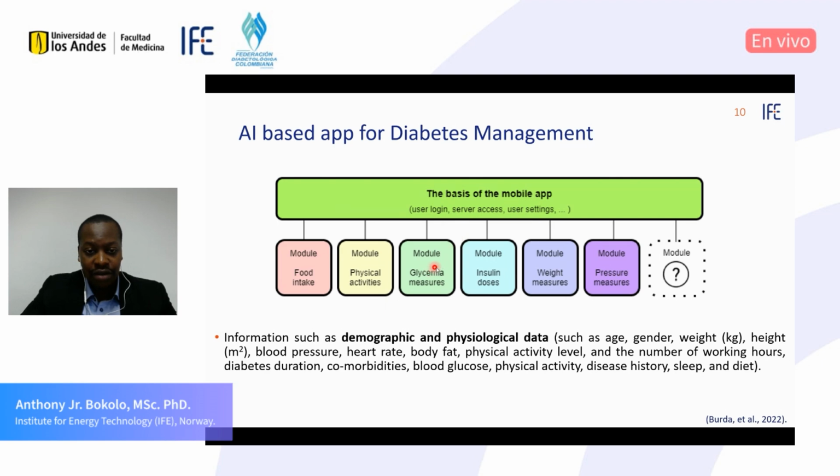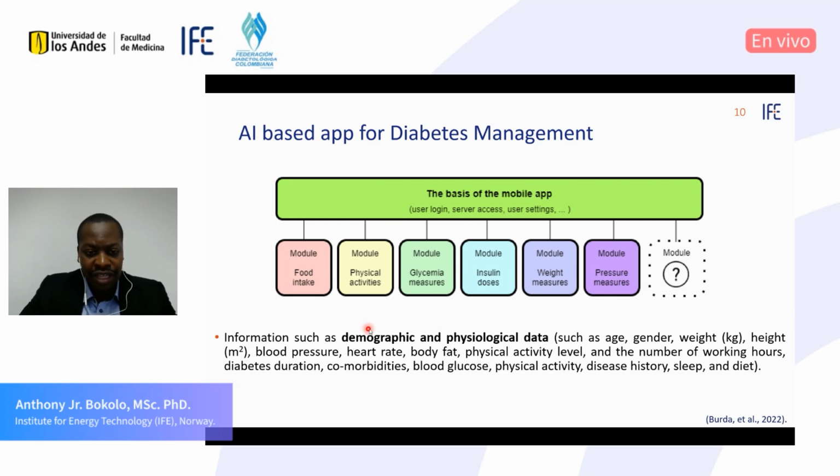And it also measures their glycemia, like the sugar level in the blood, and also insulin dosage, weight, and blood pressure measures. So there are other modules which AI is also carrying out, which AI gets data from and which is used to provide information for the patients and also for the clinicians.